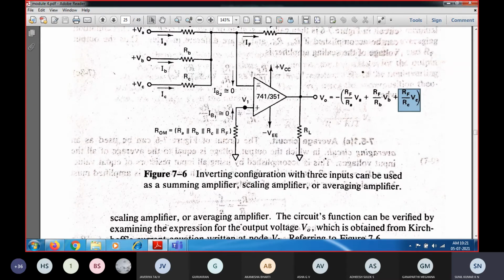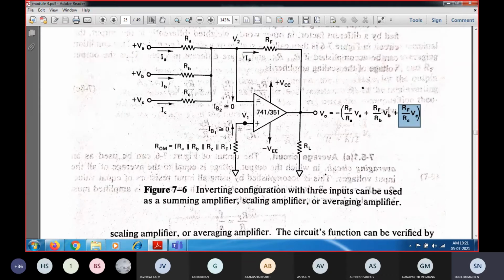At the same time, how are we going to make use of the same circuit as a scaling amplifier, with the same three input voltage sources?